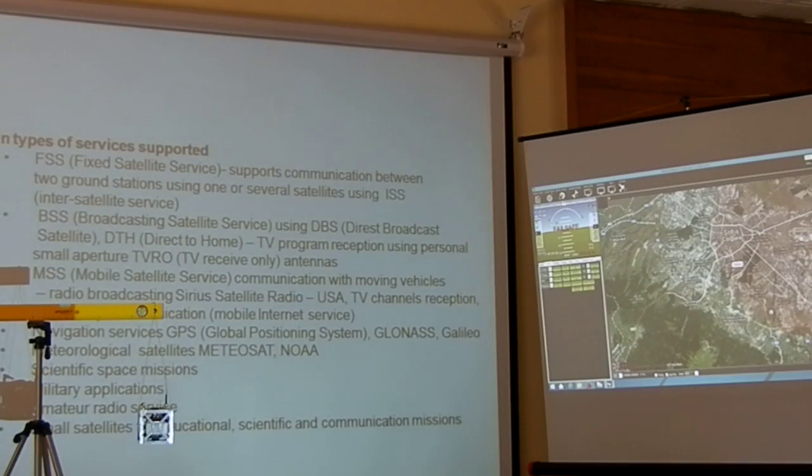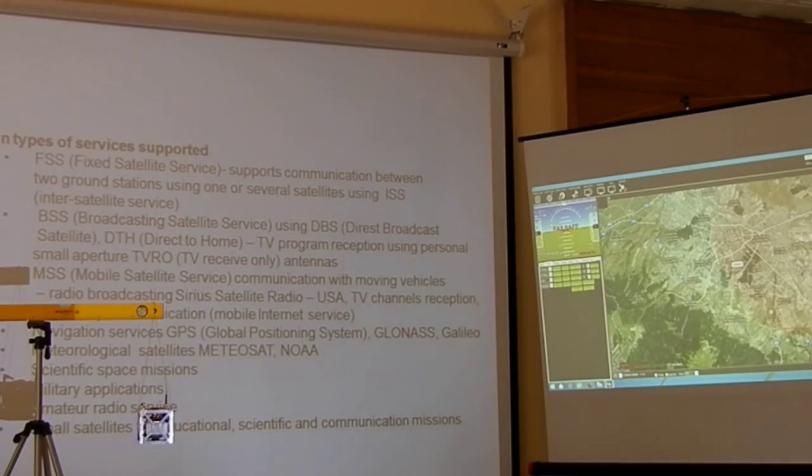Also, which is now very important, is MSS, the Mobile Satellite Service, which provides service to all mobile users. All mobile platforms on aircraft and ships and cars and buses and trains and so on.